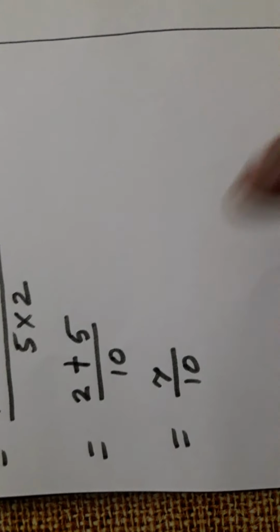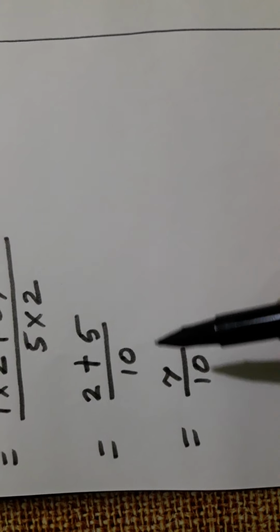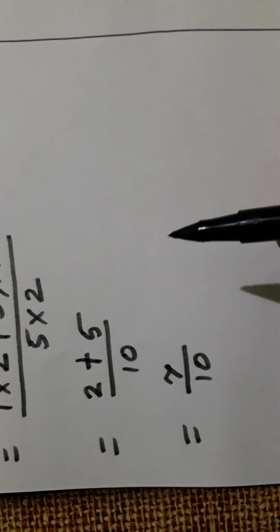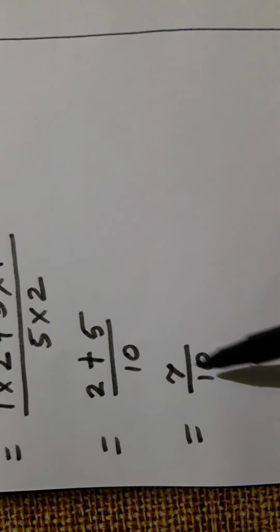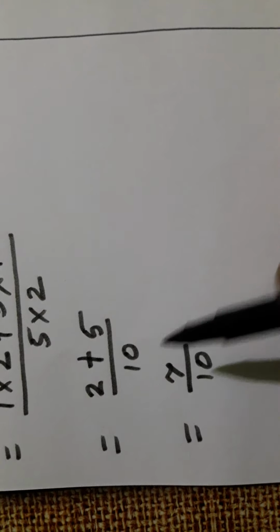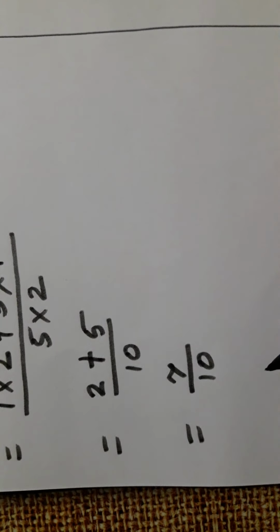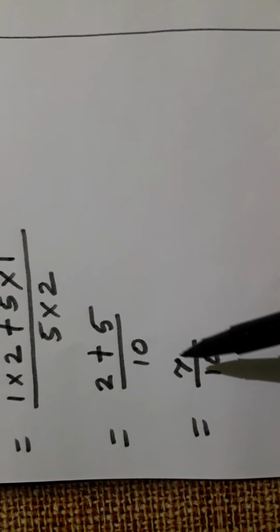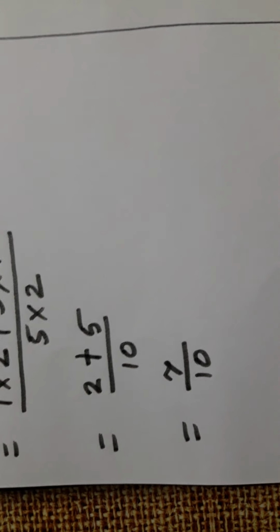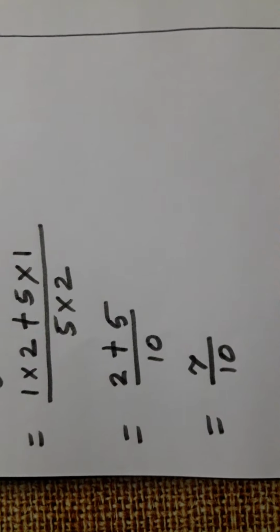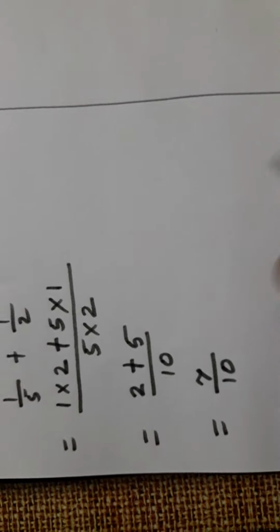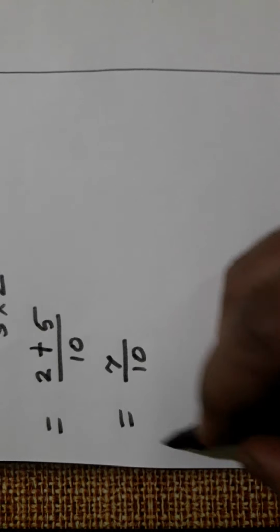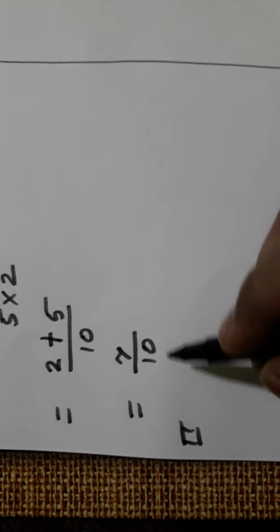7 divided by 10. If it is possible, you can give the simplest form to the answer. If it is not possible, keep it as it is. Now see here, 7 is a prime number. Is there any number by which we can divide both the numerator and denominator, 7 and 10? No, it is not possible. That's why the answer is 7 upon 10. This is the first method, the cross multiplication method. Now the second method: the same example I will show you using our textbook method, that is the LCM. How to find the LCM? I will write here the second method.